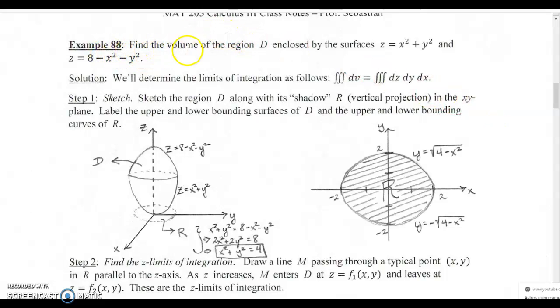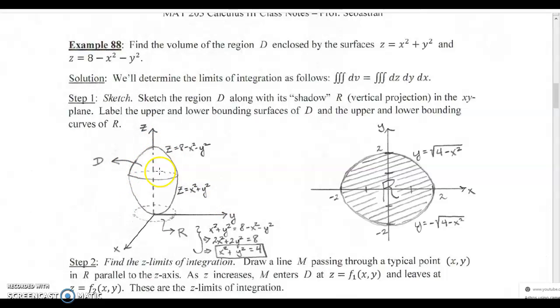In this example 88, find the volume of the region D enclosed by the surfaces z equals x squared plus y squared and z equals 8 minus x squared minus y squared. Hopefully these are simple enough surfaces that you could draw. This is just a concave up paraboloid, right? So this is the bottom surface here, z equals x squared plus y squared. And then z equals 8 minus x squared minus y squared is the concave down paraboloid. So it starts up here at z equals 8 and it starts flowing down.